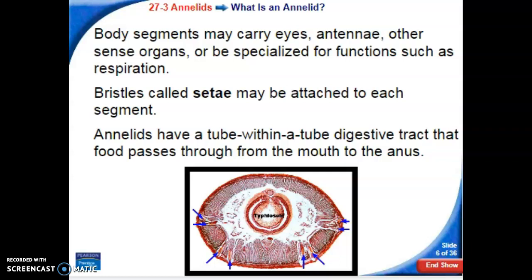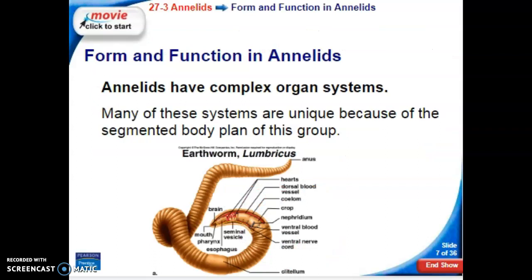And like we said, they have a digestive tract. Food passes from the mouth to the anus, just like the roundworm. Annelids do have complex organ systems, and you can see in this picture the different types of organ systems they have in each segment. And like I said, many of these systems are unique because of their segmented body plan.